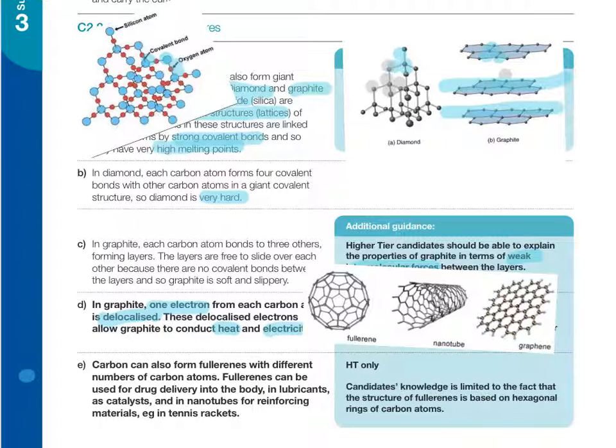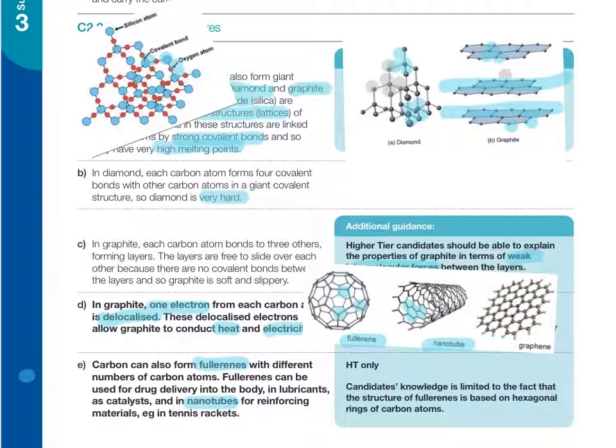For higher tier, you also need to know that something called fullerenes can be formed from carbon atoms covalently bonded together in a giant structure. You can also make nanotubes, and these, again, as I said, are just examples of giant covalent structures made out of carbon. Just like in your diamond, all you have is carbons bonded together. In your graphite, all you have is carbons bonded together. Fullerenes, carbons bonded together. Nanotubes, carbons bonded together.